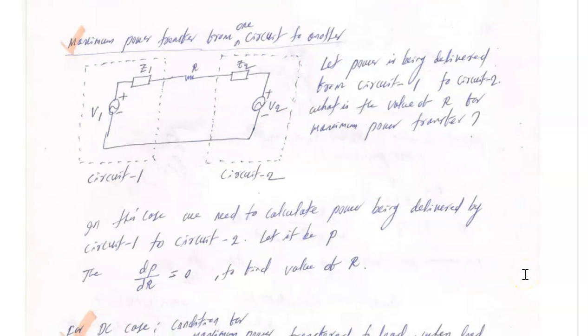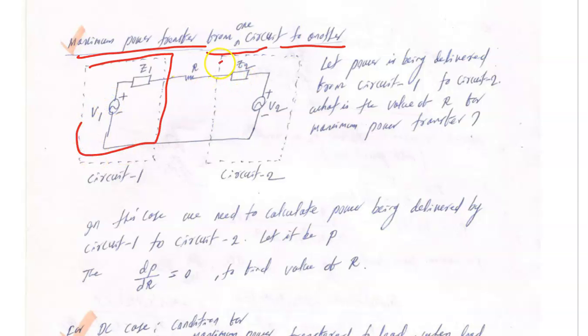Here a special case arises. We are doing the maximum power transfer to a load, but in many cases in practical use you will find maximum power transfer from one circuit to another. For example, this circuit 1, circuit 2, and this is the R. This is a most common scenario in transmission of power from generating station to the distribution stations.